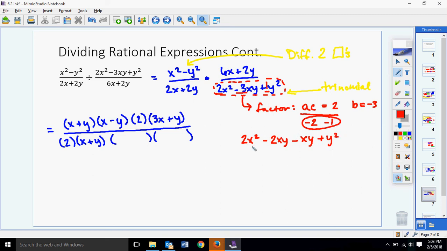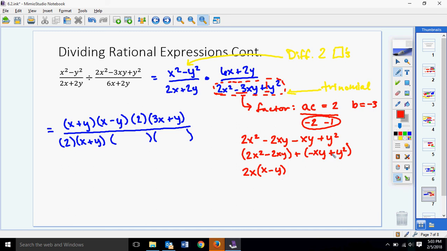After I rewrite, I need to group. Group the first two together. Group the last two together. Make sure the negative stays with the xy. Factor out what they have in common. So in my first set of parentheses, I can take out a 2 and an x because it's in both of them. I'd be left with x minus y.